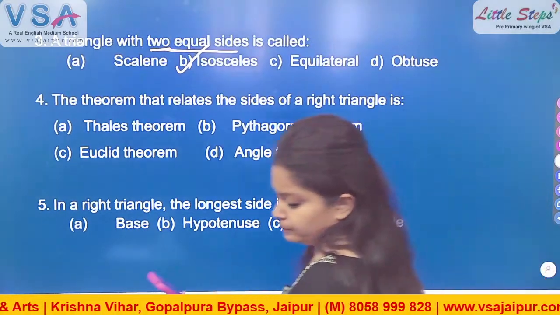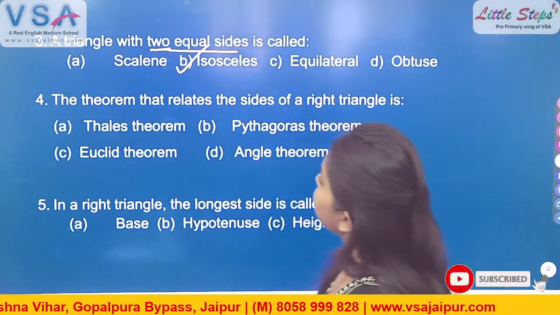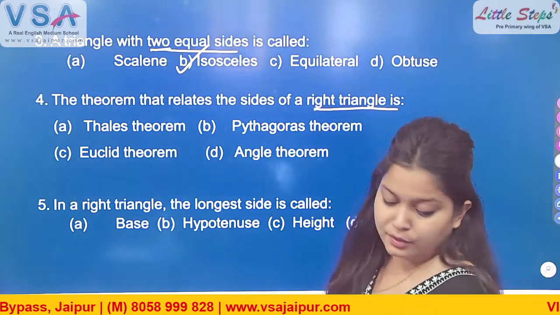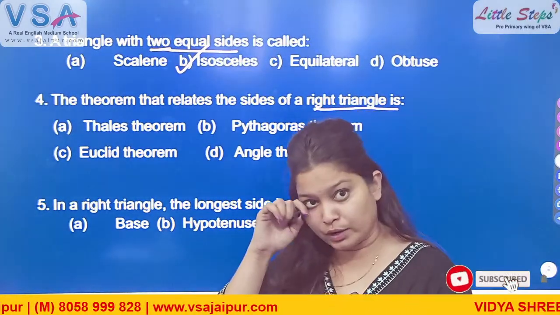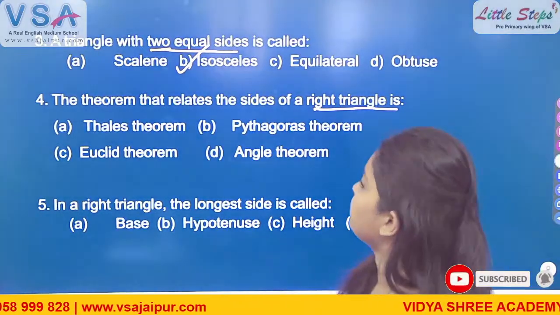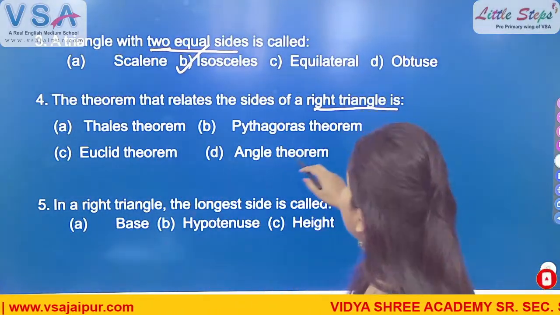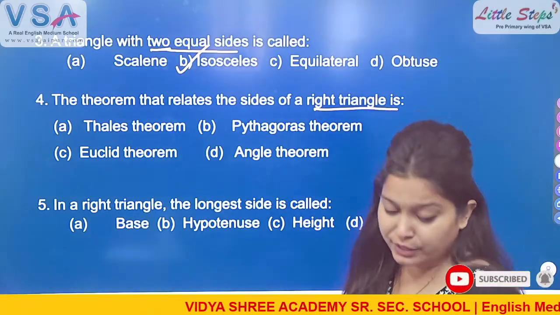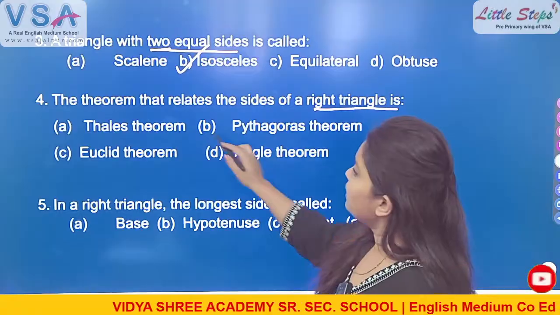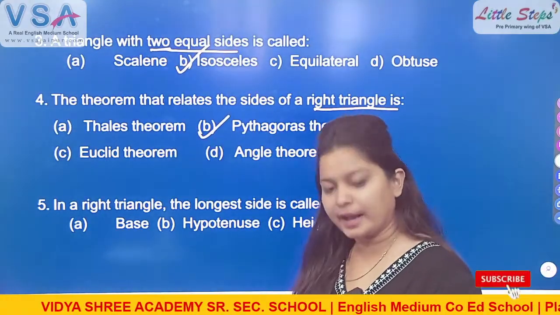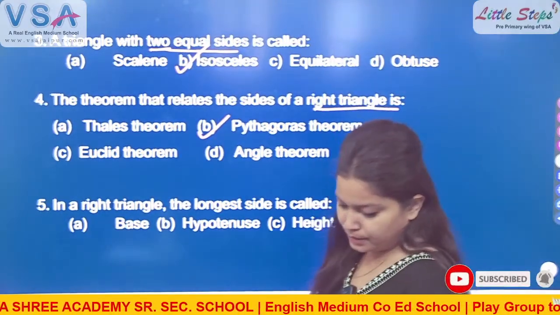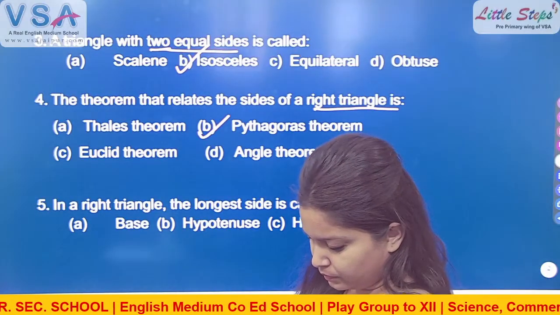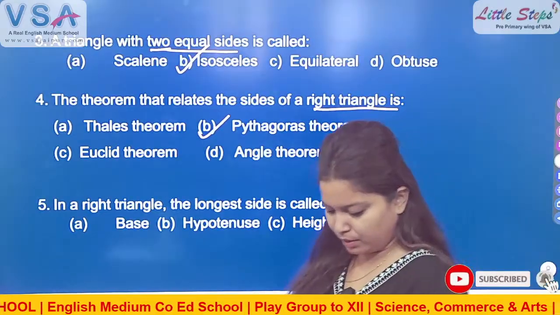Yes, good. Then in the fourth MCQ we have the theorem that relates the sides of a right triangle. Which theorem do we always use for a right triangle? Thales theorem, Pythagoras theorem, Euclid theorem, or angle theorem. We always use the Pythagoras theorem for a right triangle. You know this? Yes, Jaideep, good. Prateek, your answers are also correct. Very good.